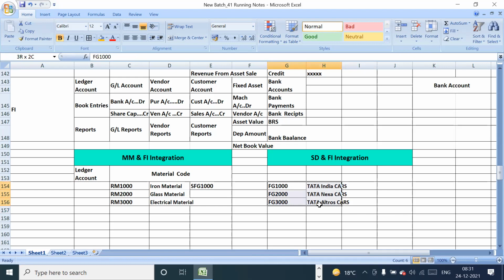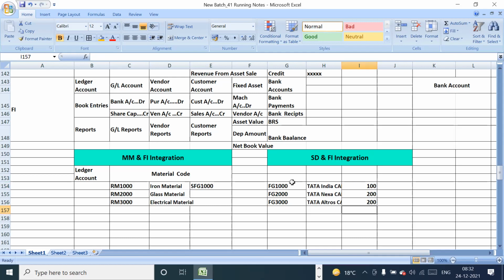So we need to create separate finished material codes to identify each one. Then only we will be able to see, okay, in Tata Motors, how many stock quantity we manufactured: 100 quantity of this, 200 quantity of this, and some 200 quantity of this. Like that, we can identify the stocks.